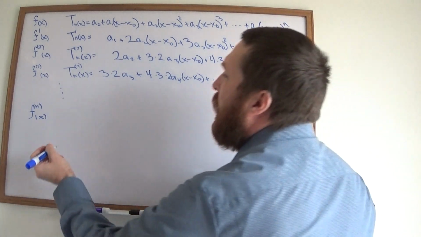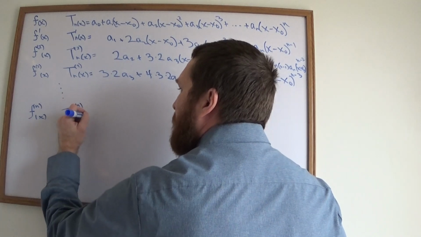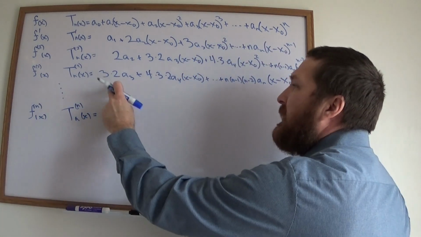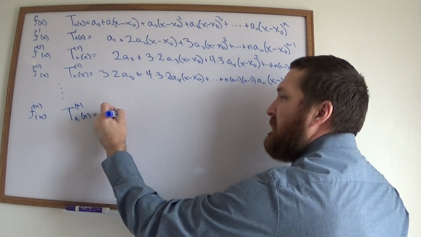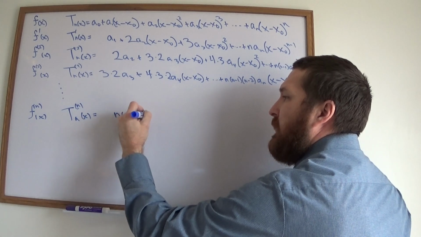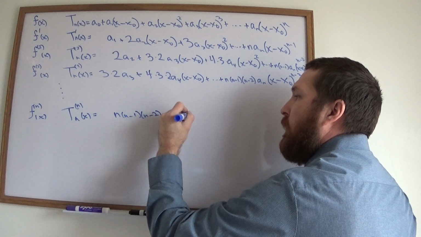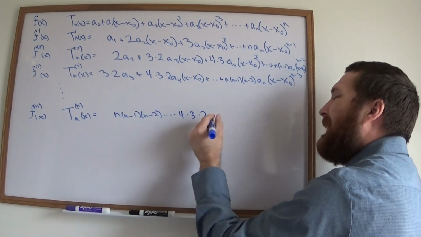Okay, so now let's do this. Take the nth derivative of the nth degree Taylor polynomial. He's gone, he's gone, he's gone, he's gone. The only guy that's left is this guy, n times n minus 1, times n minus 2, and he would have gone all the way down to 4 times 3 times 2 times 1.